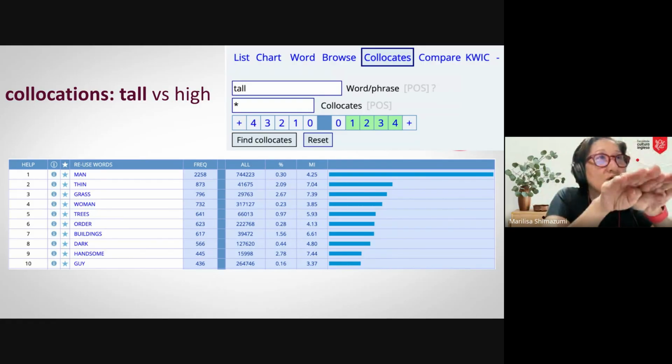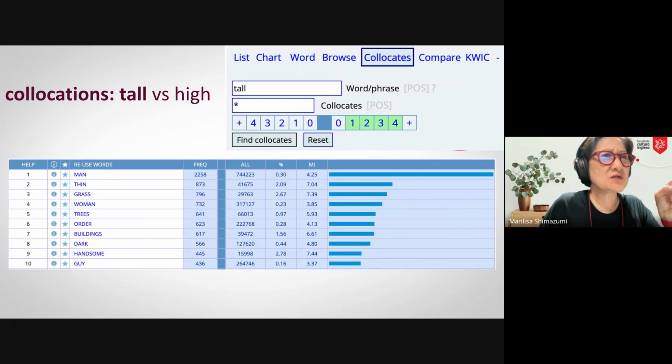What collocates? Remember, what is collocation again? Groups of words that come together. They are frequently used together. So when I use tall, the number one top word that uses tall more frequently is man, tall man.